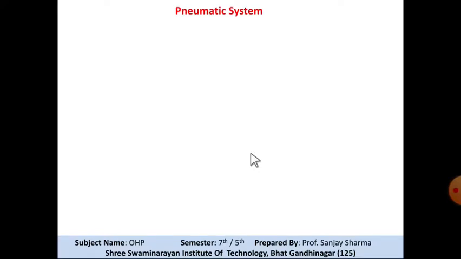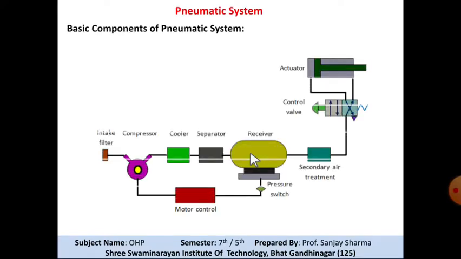Now before we move to the types of compressor, we'll just have a look at the basic components of the pneumatic system. This is the compressor. It has an intake filter. The compressed air passes through the cooler, and from the cooler it passes through the separator where all the foreign particles and moisture are removed, and thereafter it is stored in the receiver.